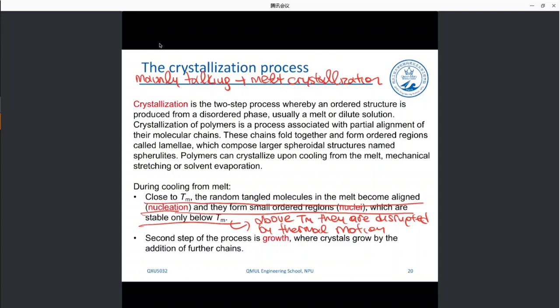So the second step in the crystallization process is then the growth, where growth takes place by addition of further chains. So we start having creation of these small regions, and then we have addition of more chains, so we have a growth of the crystallites. So crystallization is a two-step process, a process that takes place by initial nucleation and then growth, which may be considered separately.